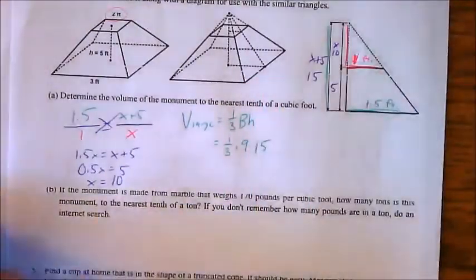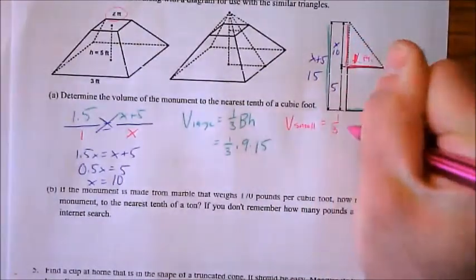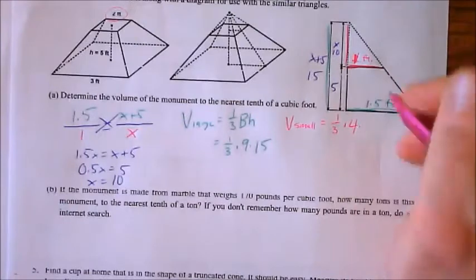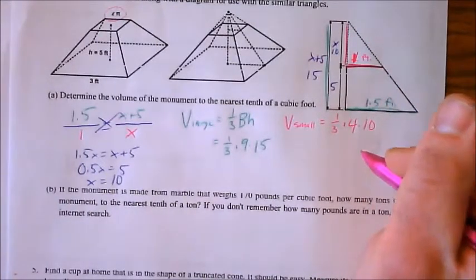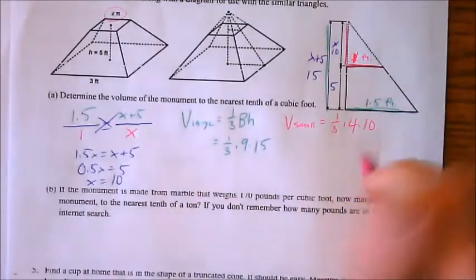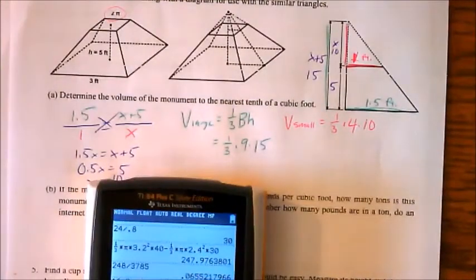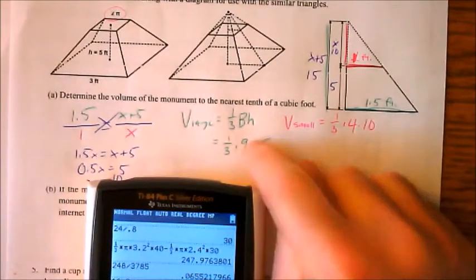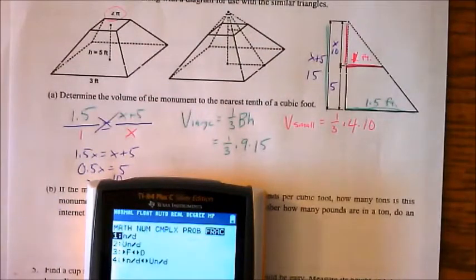Alright, so if we cross multiply, we get 1.5x is equal to 1 times that, so it's just x plus 5. So subtracting a full x gives us 0.5x equals 5. If we then figure that out, it should be 10. So that tells us that x is 10, so the whole thing is 15, because it's x plus 5.